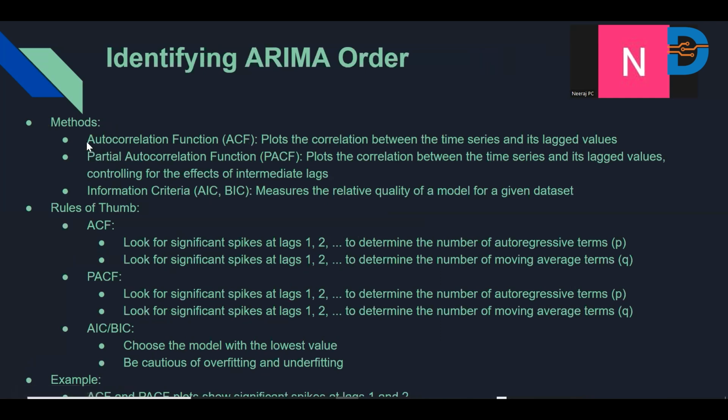These are the methods to check for stationarity and choose parameters: ACF, autocorrelation function, partial autocorrelation function, AIC, and BIC. These will suggest which parameters to go ahead with. ACF plots the correlation between the time series and its lagged values. PACF is similar, but it plots the correlation between the time series and its lagged values, controlling for the effects of intermediate lags. AIC and BIC measure the relative quality of the model.